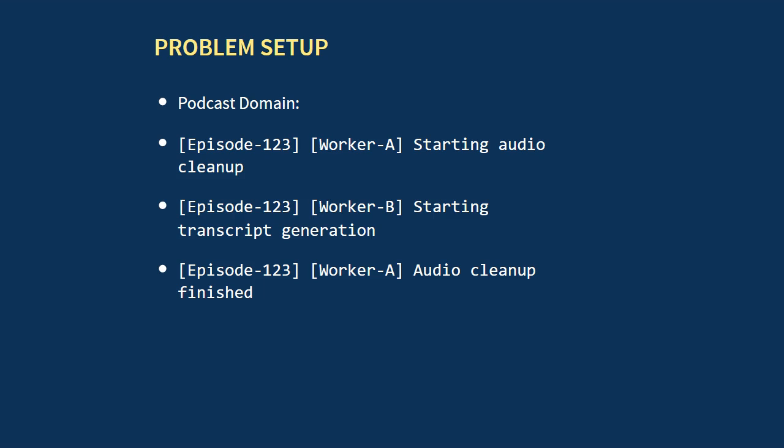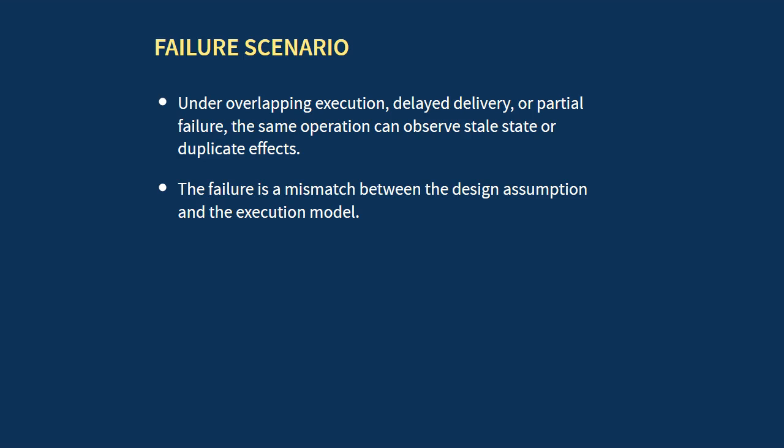When operations overlap, due to delays or retries, the system can yield stale state or duplicate effects. This mismatch reveals a gap between our design assumptions and the reality of the execution model, highlighting the risks of concurrency. So, how do we fix these overlapping issues? By clarifying our design assumptions and ensuring observable transitions, we establish a safer operating environment for our concurrent tasks.